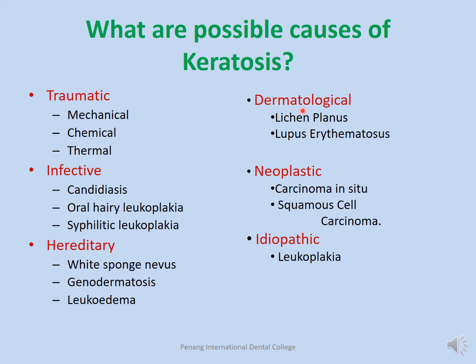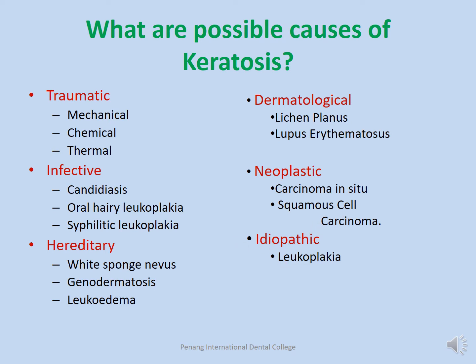The next is dermatological causes, for example, Lichen Planus, which is a condition that affects the skin as well as the oral mucosa, in which there could be white lesions or red and white lesions in the oral cavity. Lupus erythematosus is another skin lesion which has oral manifestations, wherein we could see keratosis. And of course, neoplastic, that means carcinoma in situ or squamous cell carcinoma, also present as white lesions or keratosis.